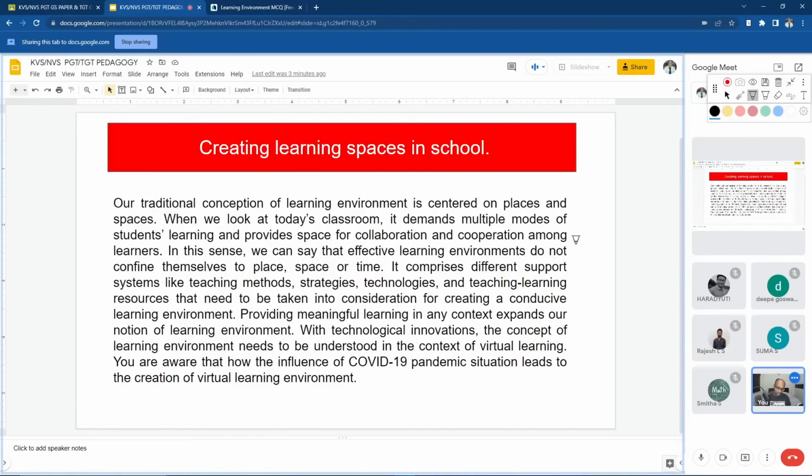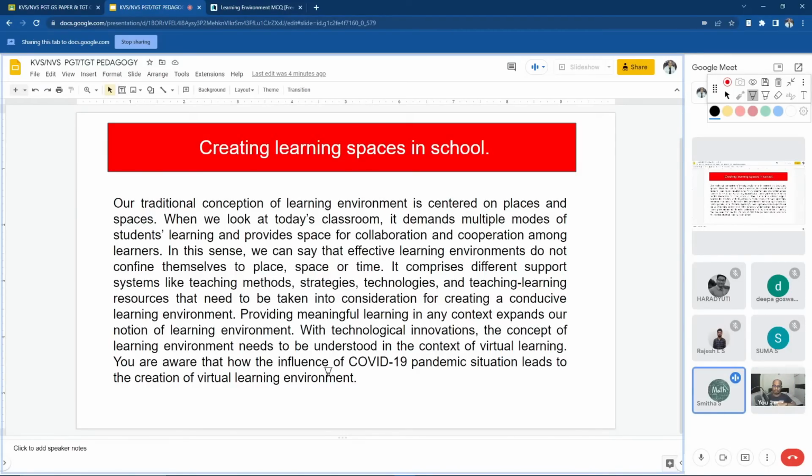Now the last one is creating learning spaces in school. It's not about filling the space in the school. We should create the learning spaces in the school for students. Now what is this learning space in the school? Let me ask one of you to read. Smita ma'am, can you please read?